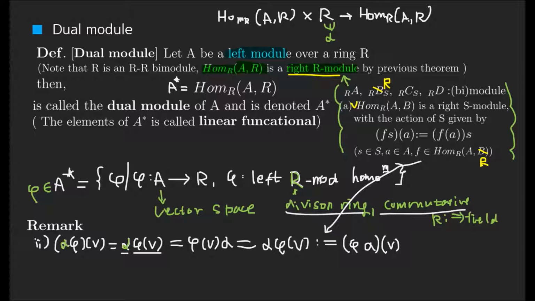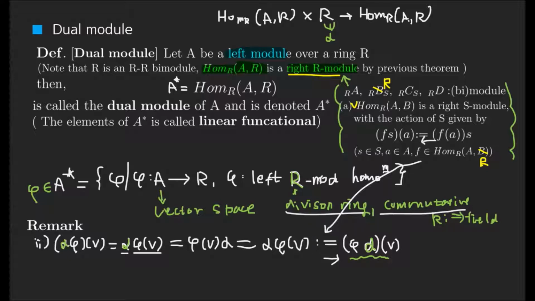Then we can check phi of alpha v, phi of alpha v. This is alpha phi of v. Then this equation goes to here. Because the alpha goes to the right side, we can say this is no problem.